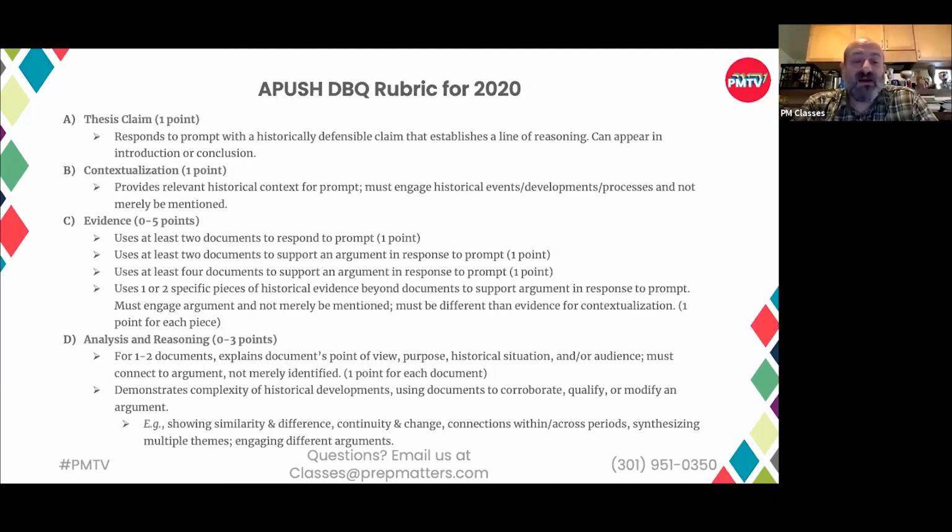Evidence. Okay, so here are literally half of the points on this year's test. Using 2 documents to respond to a prompt. And that's pretty much a gimme, the first one. The next 2, using at least 2 documents, where you're not just dropping them in, but really engaging the evidence and connecting the evidence to the argument you're making. That's a point. If you use 4 out of the 5, that's another point. So those first 3 points should be easy to get.